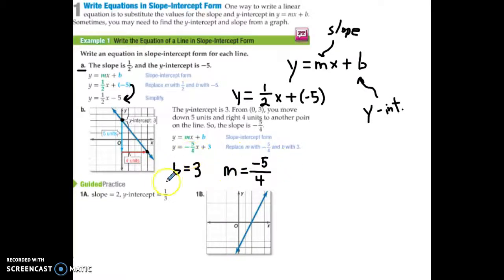Now, once I have this information, it's exactly the same as part A. I'm going to plug in my slope in front of my x, so y equals -5/4 x. I'm going to add on my y-intercept, which is 3, plus 3. So, slope-intercept form: if you know the slope and the y-intercept, or they give you the graph and you can identify the slope and the y-intercept, these are not too difficult of problems. Just plug them into the 2 places, slope and y-intercept.